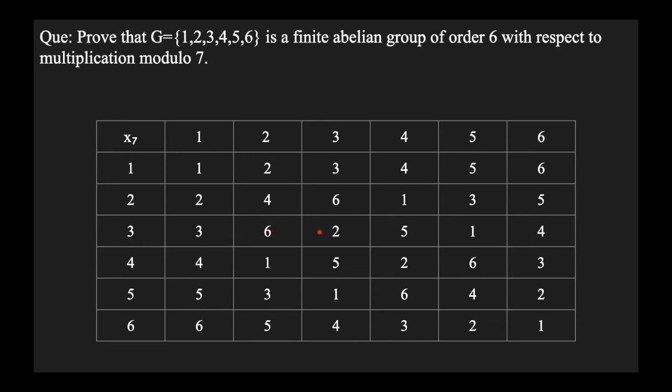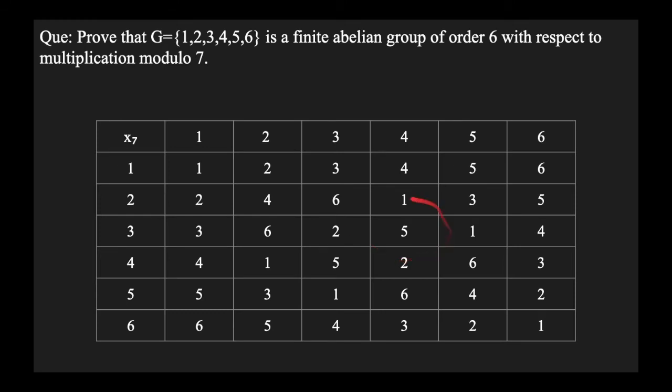Now from here, 3 into 3 is 9, and 9 divided by 7 leaves remainder 2. Now 3 into 4 is 12, and 12 divided by 7 leaves remainder 5. 3 into 5 is 15, and 15 divided by 7 leaves remainder 1. Similarly we can construct all these entries. Now the first property, closure.